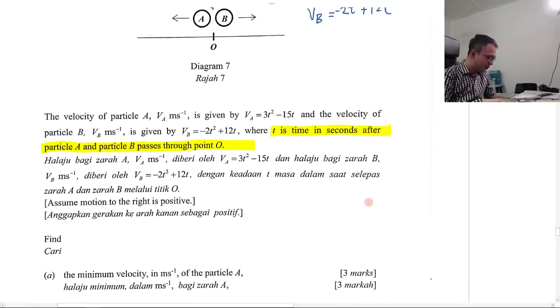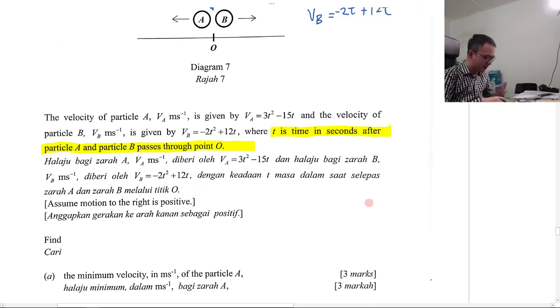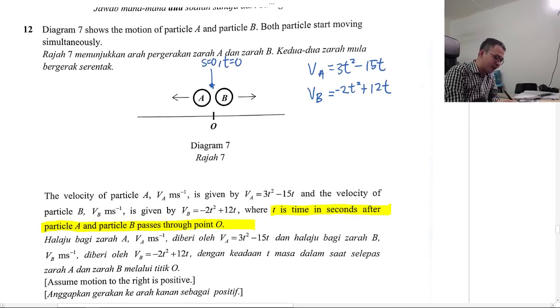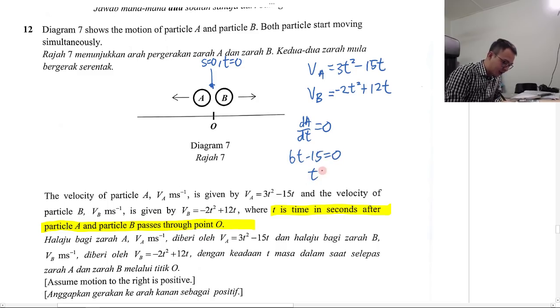Okay, find the minimum velocity of particle A. Minimum velocity, we know, is dv/dt equals 0, to find the time first. This is not the minimum velocity, but this is the formula for you to find it. Minimum velocity means differentiate velocity and set it equal to 0. So this will be 6t minus 15 equals 0, so t equals 15 over 6, or simplified, 5 over 2.